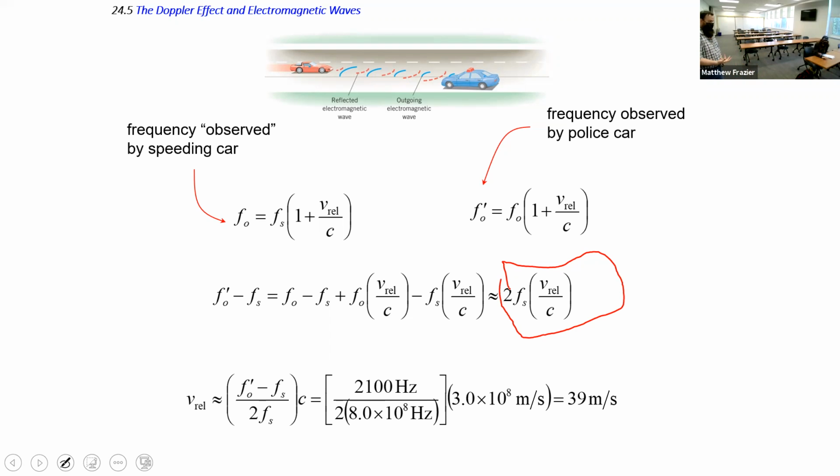So a lot of the stuff that you're going to do here is just like you're going to do with sound Doppler waves, except for the little bit where you have no need to account for the motion of both objects. You just figure the relative speed between them.